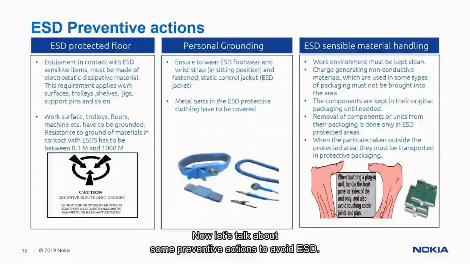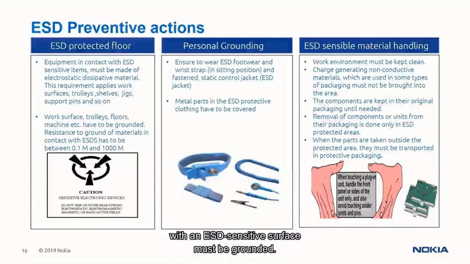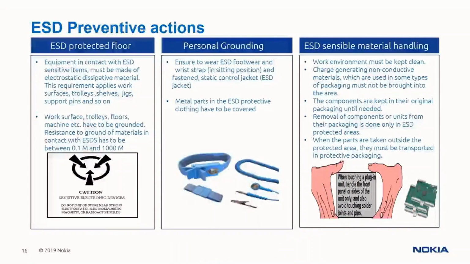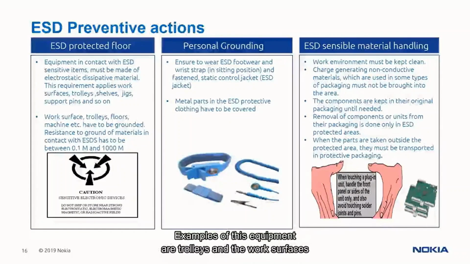Now let's talk about some preventative actions to avoid ESD. So the first one is the ESD protected floor. The equipment which comes into contact with an ESD sensitive surface must be grounded. If possible, they should be made of an electrostatic dissipative material. Examples of this equipment are trolleys and the work surfaces on which these ESD sensitive components are kept.